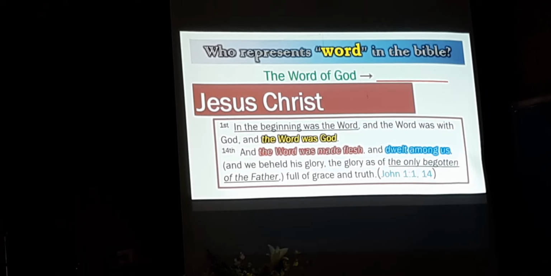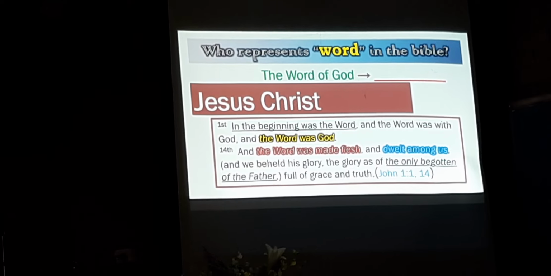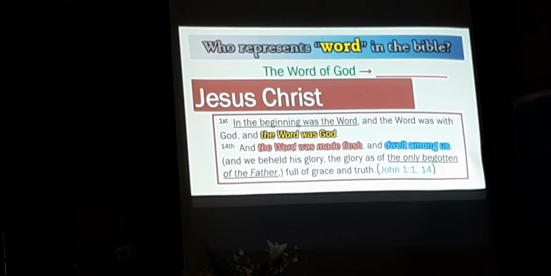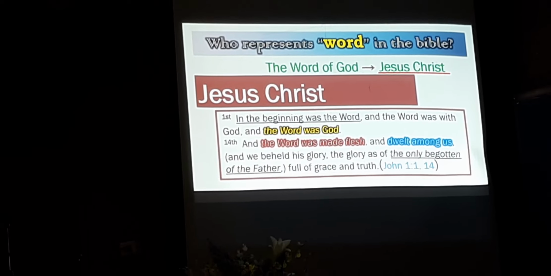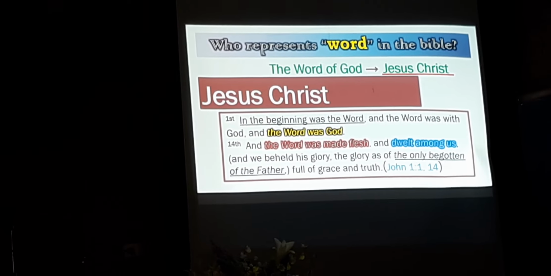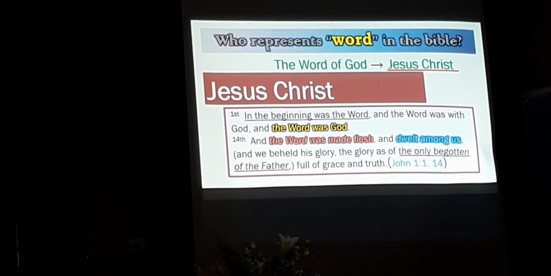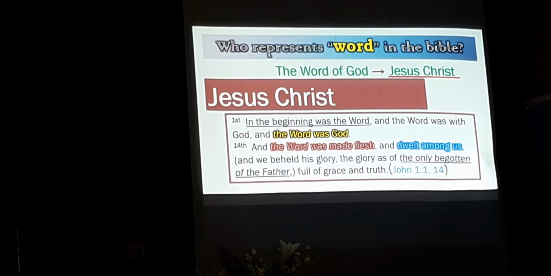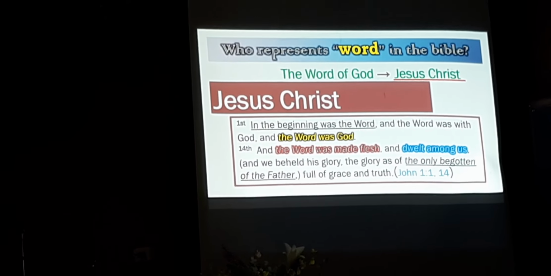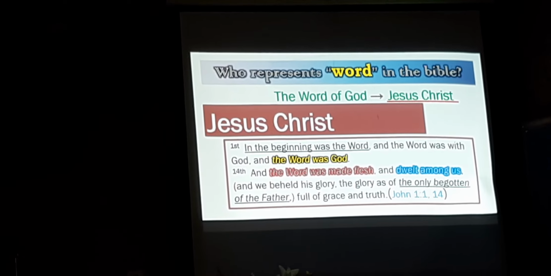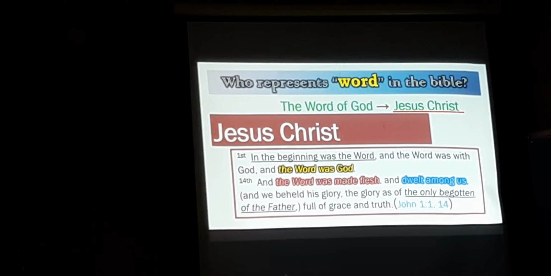The Word of God is Jesus Christ. As you can read here in the screen projected, the verse. In the beginning was the Word, and the Word was with God, and the Word was God. And the Word was made flesh and dwelt among us. And we know who dwelt among us, and that is Jesus.